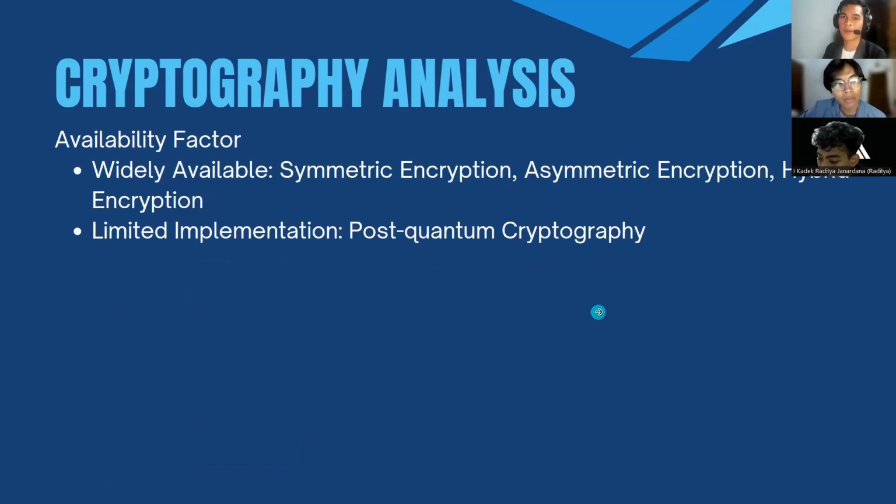And the last one is about the availability factor. So generally, which algorithm is more widely available and which algorithm is more limited in terms of implementation. As of right now, the widely available encryption is symmetric encryption, asymmetric encryption, and hybrid encryption. And the limited one is post-quantum cryptography, which I mentioned earlier, still in development.